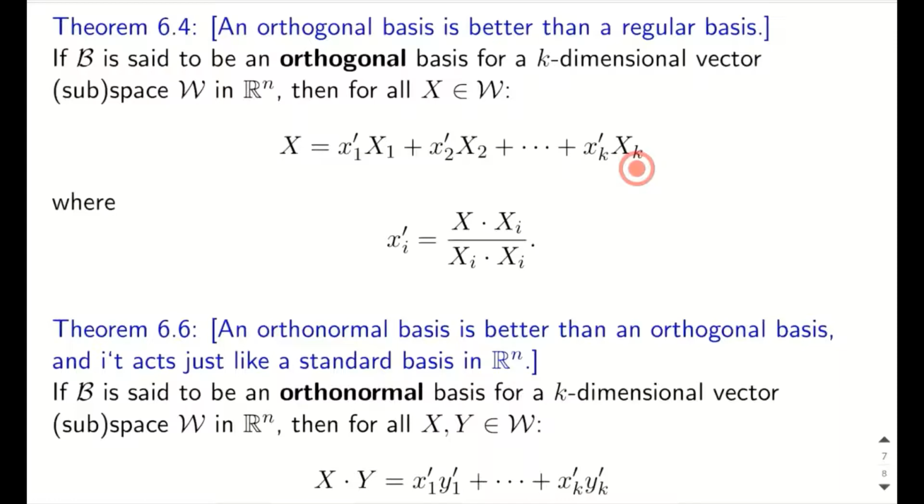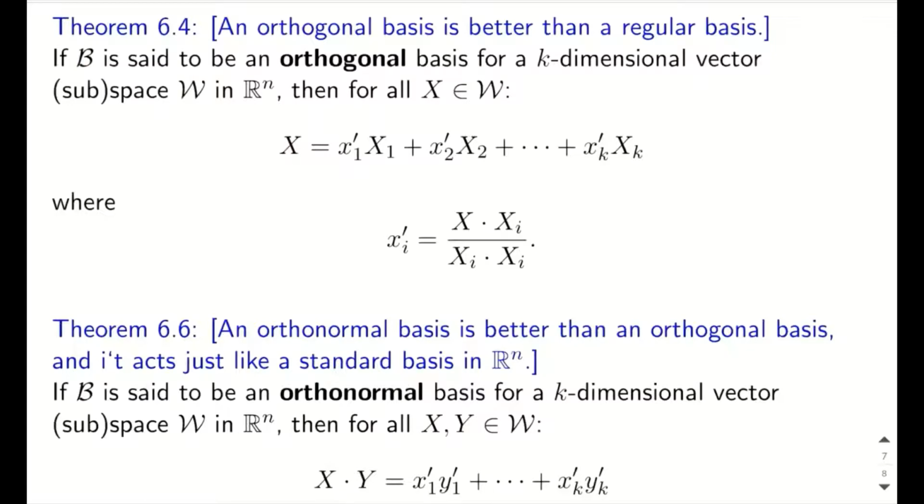And from there, you'll be able to get the scalars. That is the solution of the system of linear equations. These scalars are going to form a coordinate vector for the vector x with respect to the basis in W. Now, that is the standard process for a regular basis.